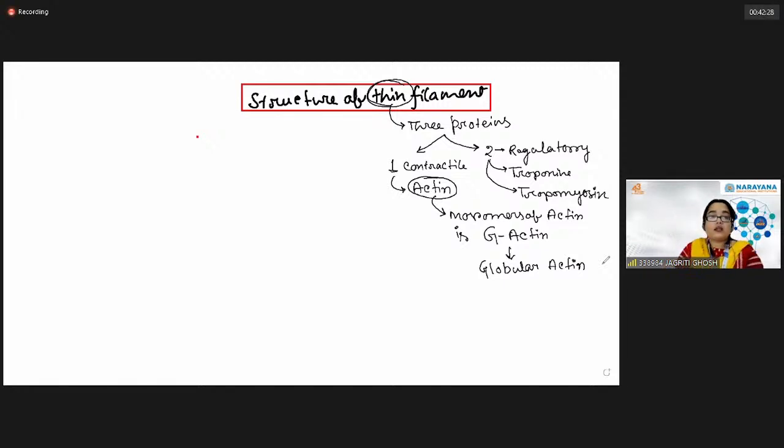Why is it called globular actin? When we see the term globular, what is the first thing that comes to your mind? Something like a globe, or round. So this is a G-actin, the single unit of actin.